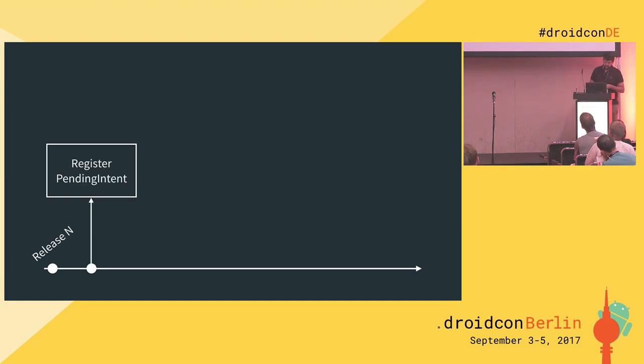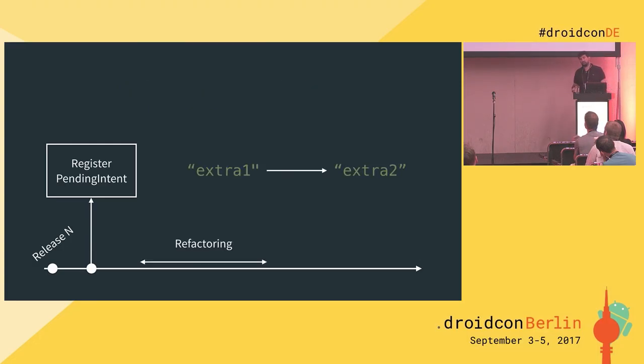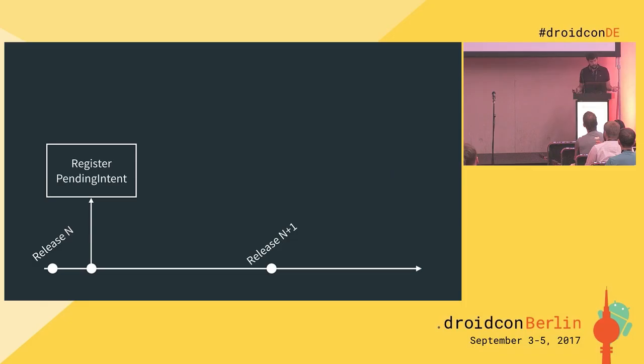So let's take this example. You release your app in version N. Then you register a pending intent in the AlarmManager. The pending intent is really simple. It points to an intent, it points to the main activity with an extra, which is extra 1. Then you do some huge refactoring in your app, and you rename extra 1 to extra 2, because it was bad naming or for whatever other reason. Then you release your app, N+1.